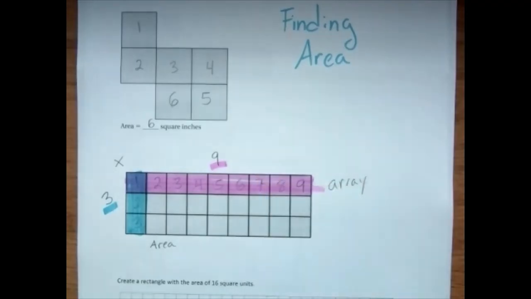And if I have my facts memorized, finding this area is going to be much faster. But just in case I haven't memorized all of them yet, I can use something like repeated addition to help me out. So I'm going to do 9 three times. 9 plus 9 plus 9.